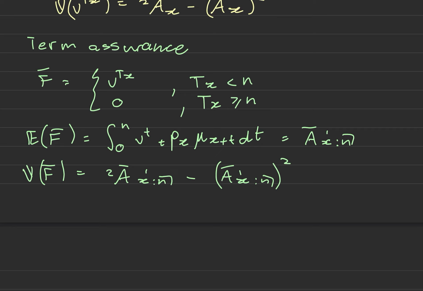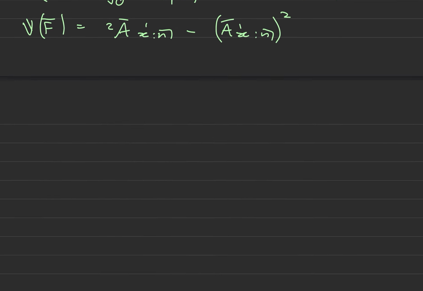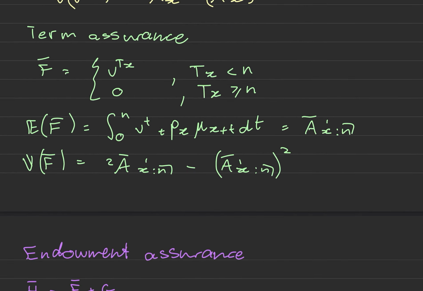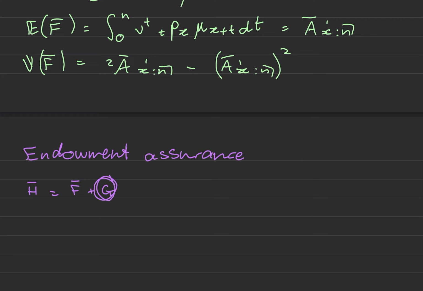Now we go into an endowment assurance. I'm trying to cover pretty much all the formulae that you will need in order to write the exam, and obviously not just rote learning these formulae, you have to understand them. So this random variable h is going to be equal to f bar plus g, and g I used for a pure endowment in the previous video, and f bar I've used here for a term assurance that's payable immediately on death. I'll explain why there's no such thing as a g bar in a moment.